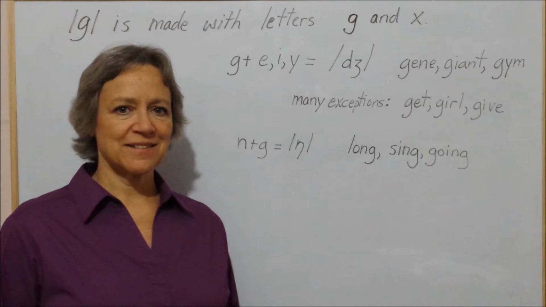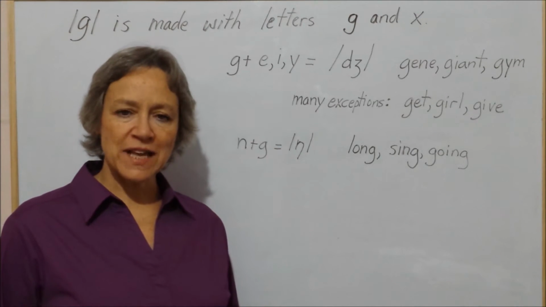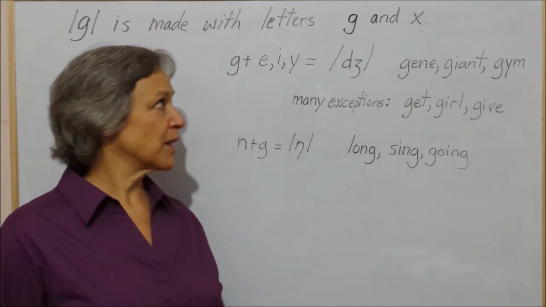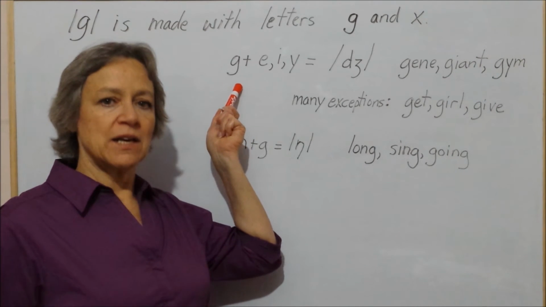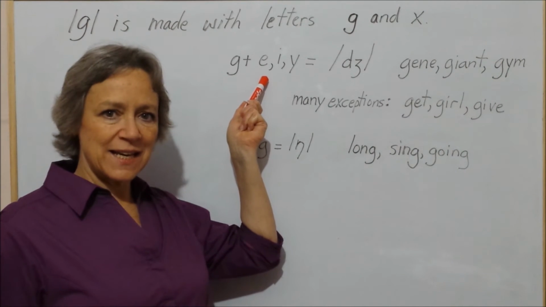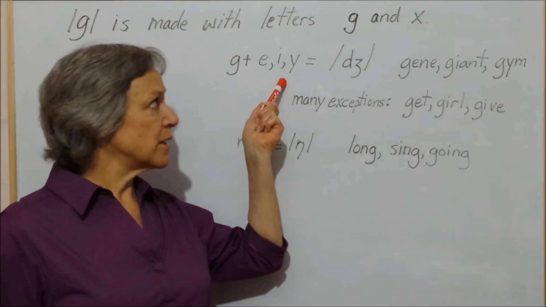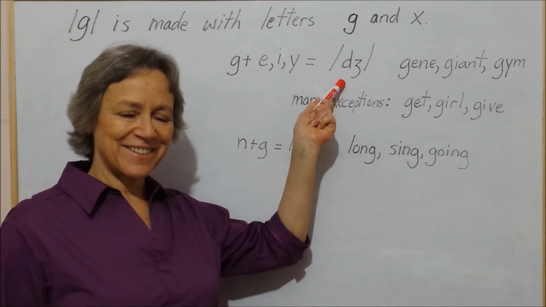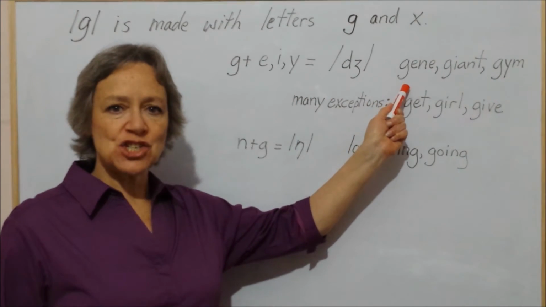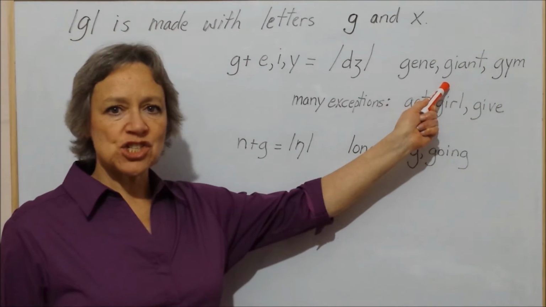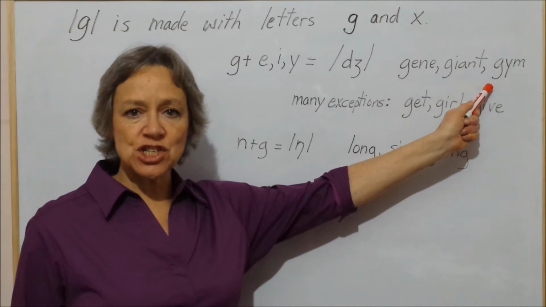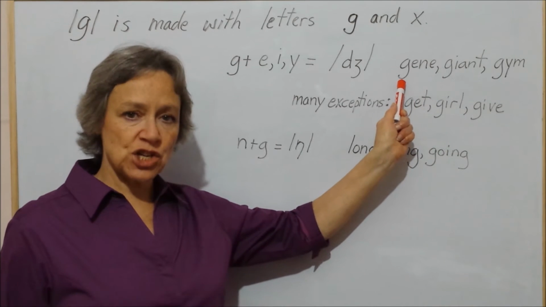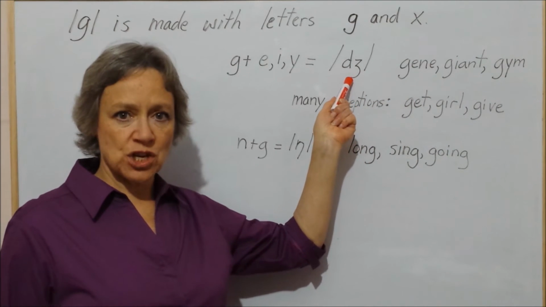Okay? Here are some more examples of when the letter G does not make the G sound. When the letter G is followed by the letters E, I, or Y, it usually sounds like J. Okay? Here are some examples. Gene, giant, gym. Okay? In these three words, the letter G sounds like J.